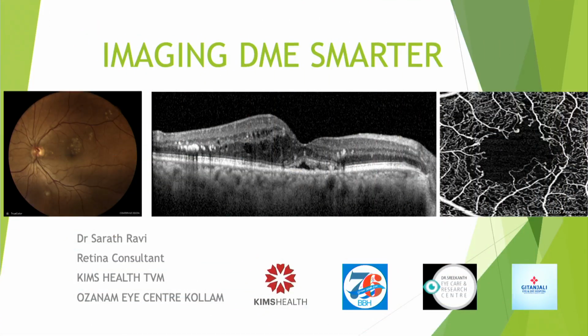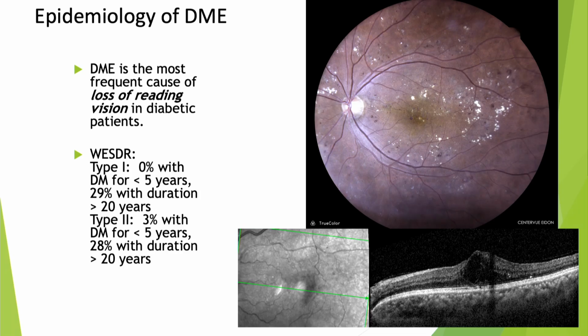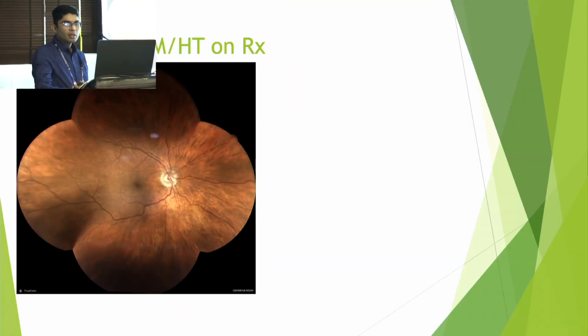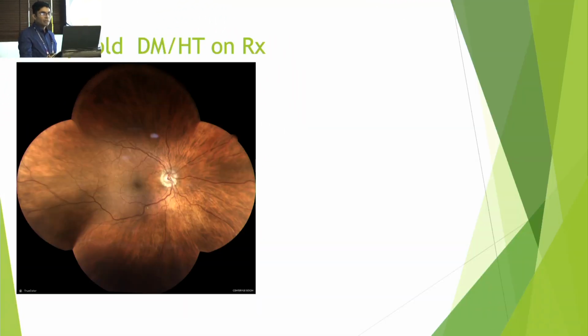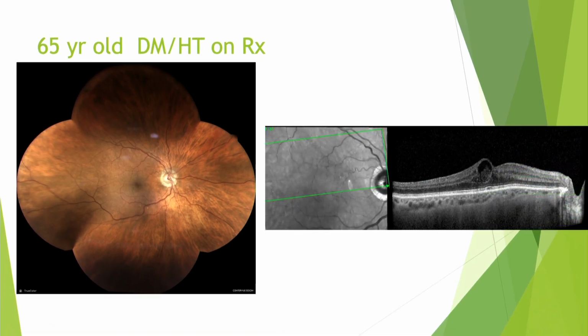I'll be talking on diabetic macular edema, and how OCT helps in imaging. Diabetic macular edema is one of the most frequent causes of reading vision loss, and among patients with more than 20 years of diabetes, almost one third have some form of diabetic macular edema. This was one of the diabetic patients who came to the retina OPD for a routine fundus examination showing non-proliferative diabetic retinopathy. There is no obvious macular edema, but on taking the OCT, you have a center involving edema which required anti-VEGF therapy.